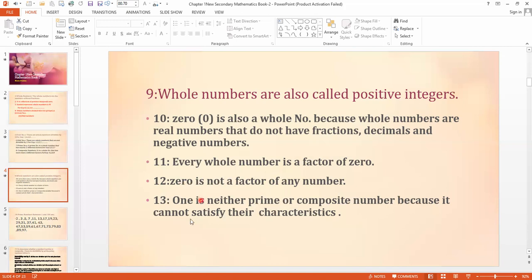Clear? Okay. Number 13, 1 is neither a prime nor a composite number. Why is 1 not prime or composite? Because it has only 1 factor. For a prime number, it must have 2 factors, 1 and the number itself. Similarly, a composite number has at least 3 factors. That's why 1 is neither a prime nor a composite number. Clear?